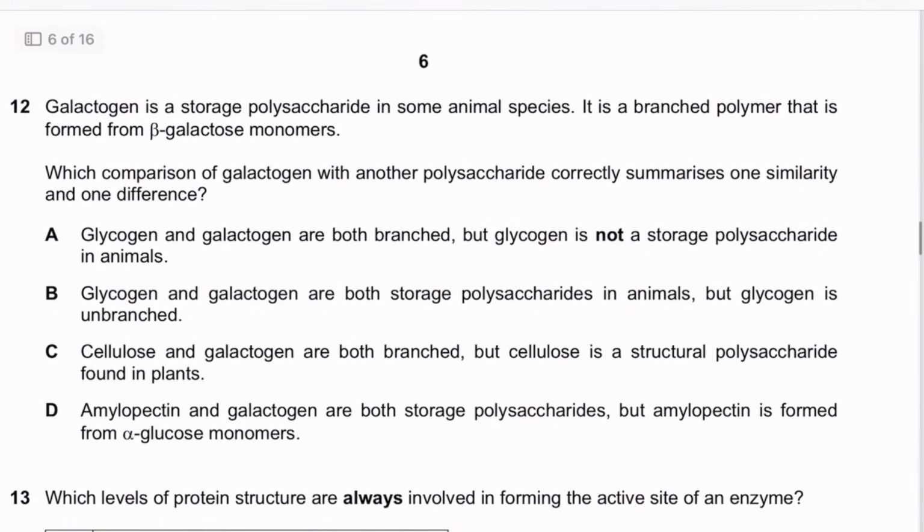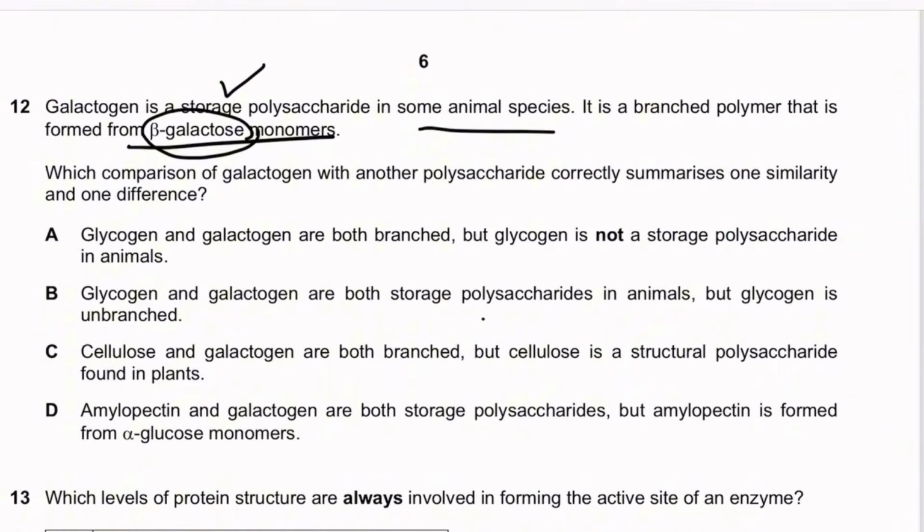Galactogen is a storage polysaccharide in some animal species. It is a branched polymer that is formed from beta-galactose monomers. Which comparison of galactogen with another polysaccharide correctly summarizes one similarity and one difference? Okay, so glycogen and galactogen are both branched, but glycogen is not a storage polysaccharide in animals. Okay, let's repeat this. Galactogen is a storage polysaccharide, like glycogen. It is a branched polymer that is formed from beta-galactose. So the difference between glycogen and galactogen is that it's formed from beta-galactose instead of alpha-glucose.